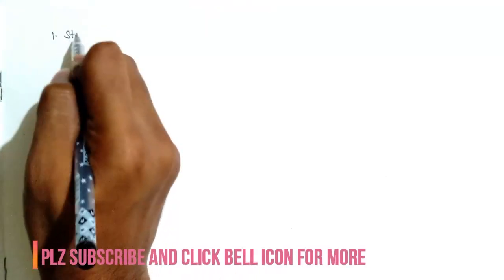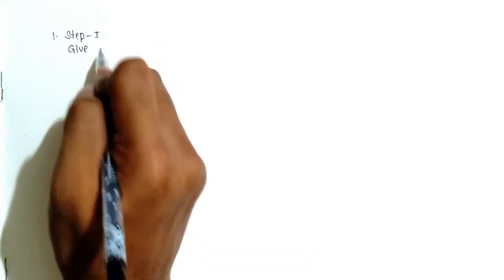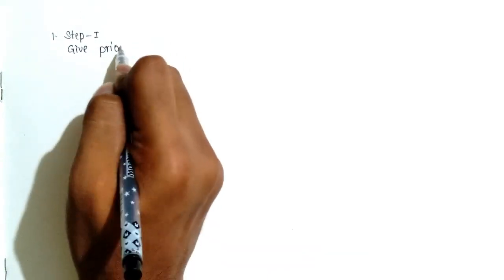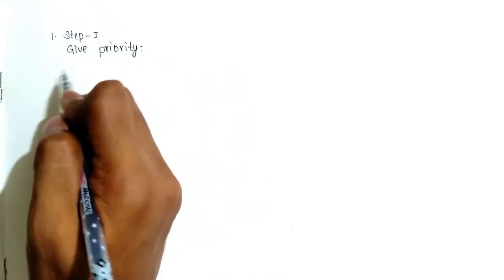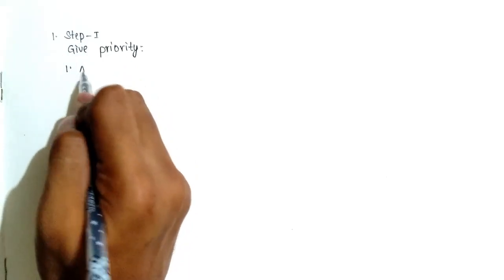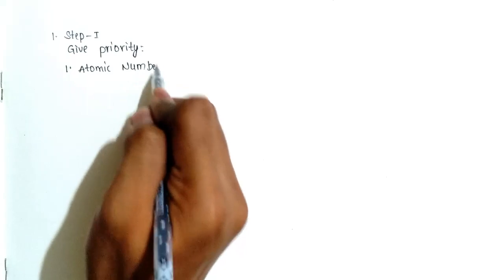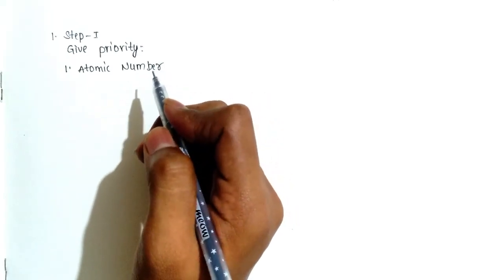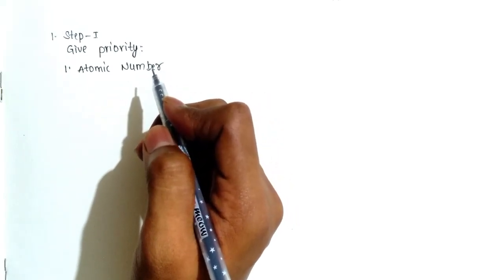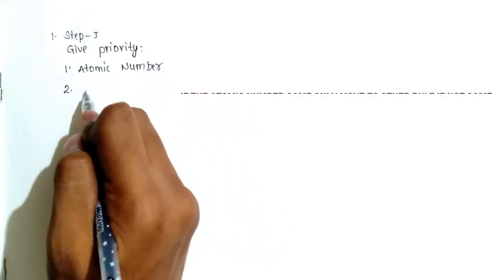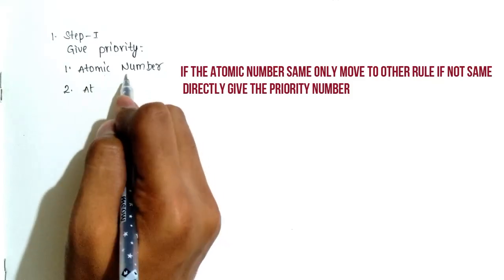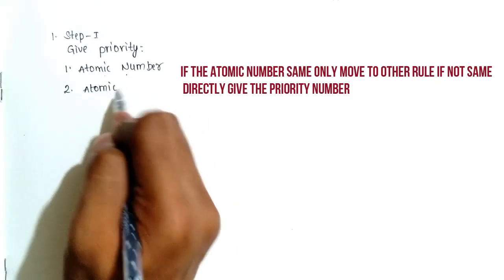Step 1. Giving priority. For that, the rules are: first rule, see atomic number. That means if there are nitrogen and oxygen atoms, then give priority to the oxygen atom. Second one is atomic weight. After seeing atomic number, go to atomic weight.